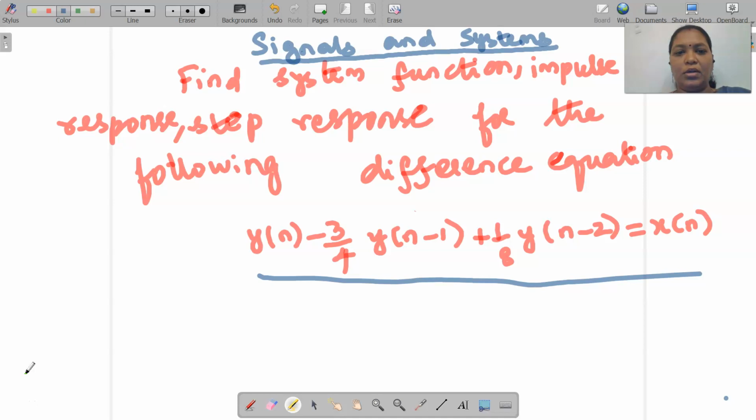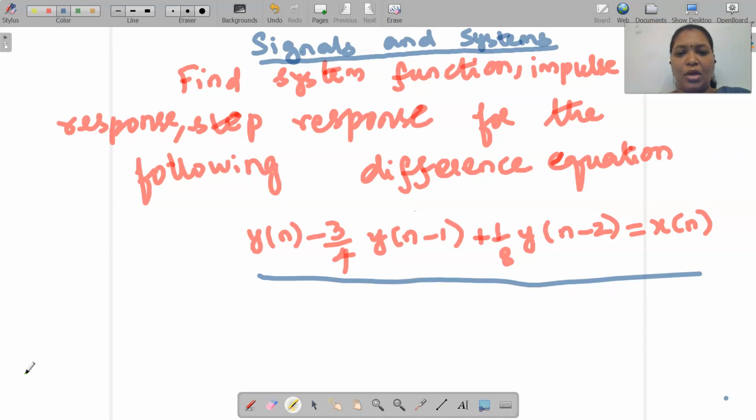So today we are going to find out the system function, impulse response, step response for the following difference equation. y of n minus 3 by 4 y of n minus 1 plus 1 by 8 y of n minus 2 that is equal to x of n.